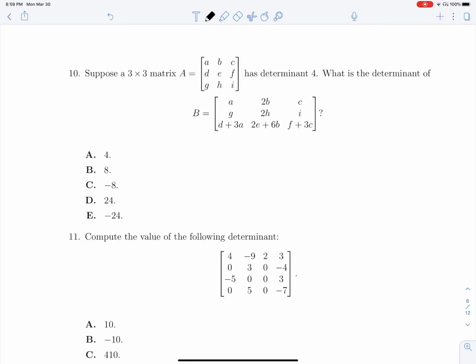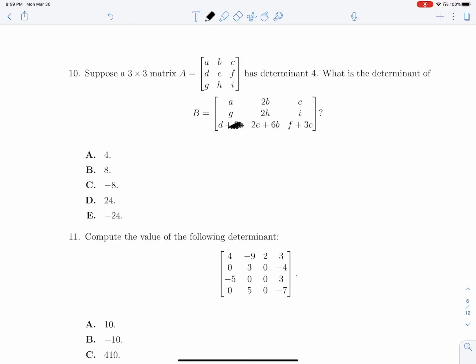Whenever we add a factor of a row or column to another row or column, it will do nothing to the determinant. Whenever we transpose a matrix, it will do nothing to the determinant. And whenever we switch the places of two rows or columns, it will, sorry, I was about to say it'll do nothing, but it will change the sign of the determinant. So let's figure out what they've done here.